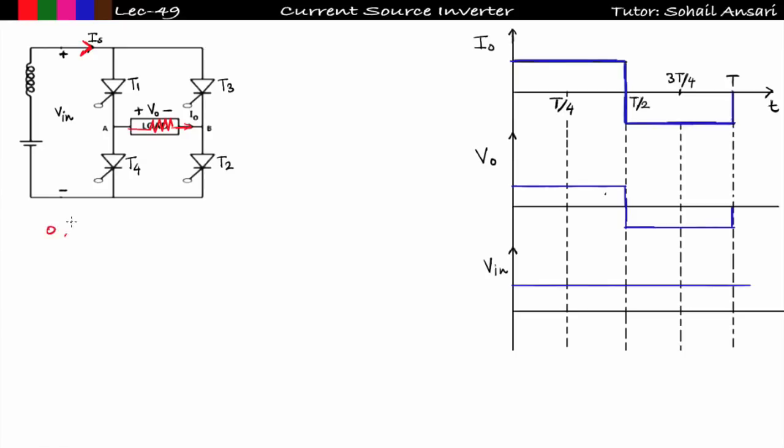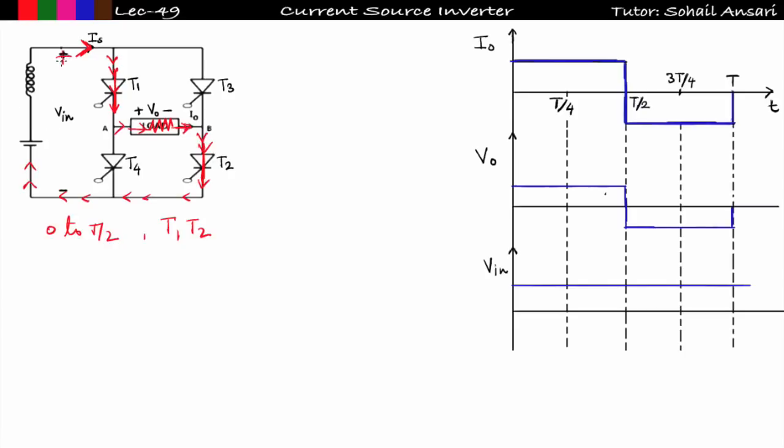Fine. Let us see from 0 to T by 2, or in the degree axis from 0 to pi, or in the time axis from 0 to T by 2. So from 0 to T by 2 I am triggering the thyristors T1 and T2. If I trigger T1 and T2, this T1 as well as this T2 will be shorted, means this source current will flow through T1 like this, go to the load, then along T2, then to the negative point.